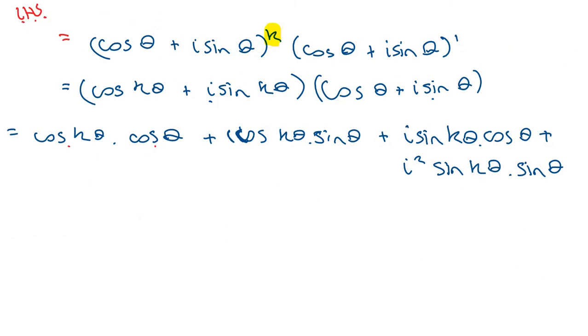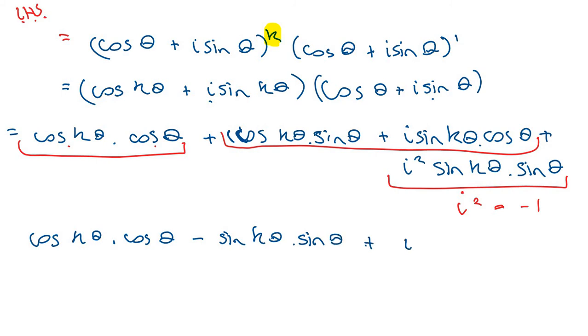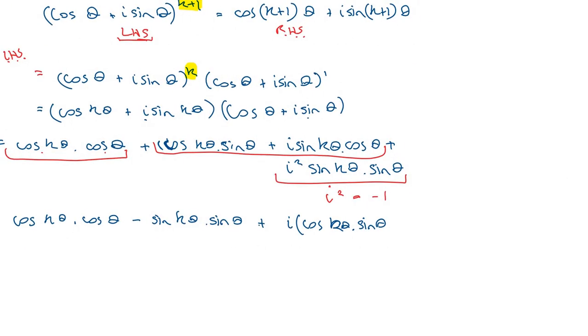What I'm going to do now is keep my terms involving i together and my terms which don't involve i, because i squared is just equal to minus 1 from complex numbers. We're just left with cos k theta cos theta minus sine k theta sine theta, plus i outside of (cos k theta times sine theta plus sine k theta times cos theta). Okay, that's a bit complicated, but hopefully after using the tables we're going to be able to narrow this down.